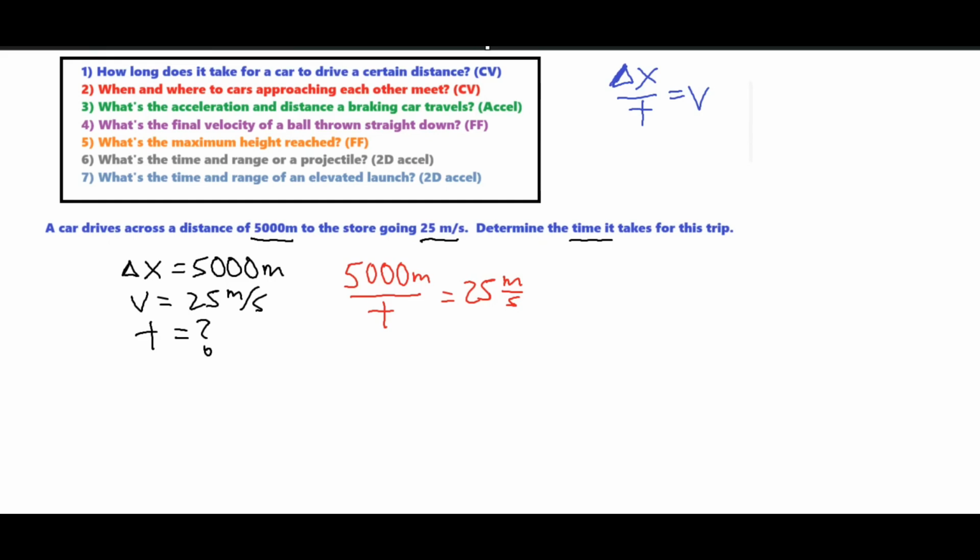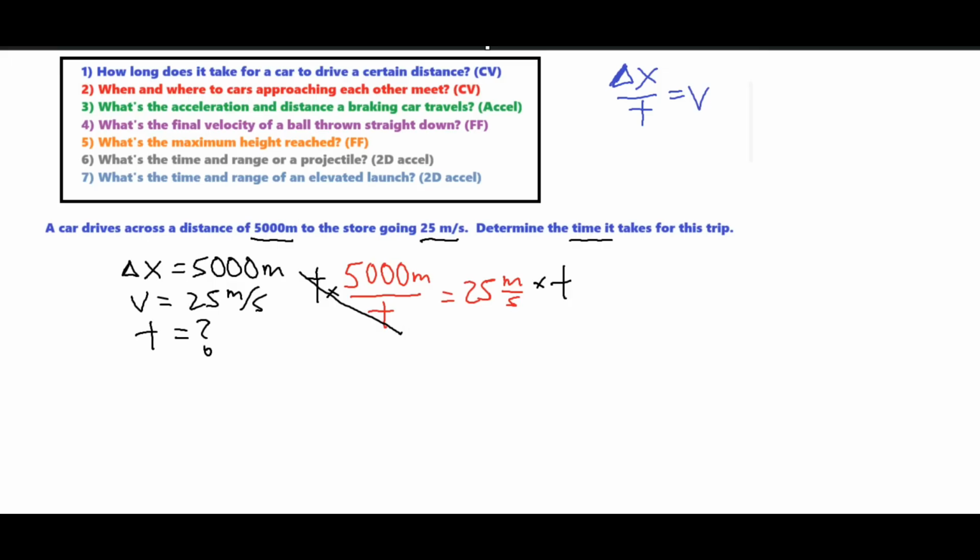So for this one, you could go about it one of 2 ways. I'll show you the more formal route, and I'll show you the quick little easy way to solve this problem. So we have t in our denominator here. If we want to solve for t, we definitely want it out of there. So we're going to go ahead and multiply both sides by t in order to get it out of the denominator.